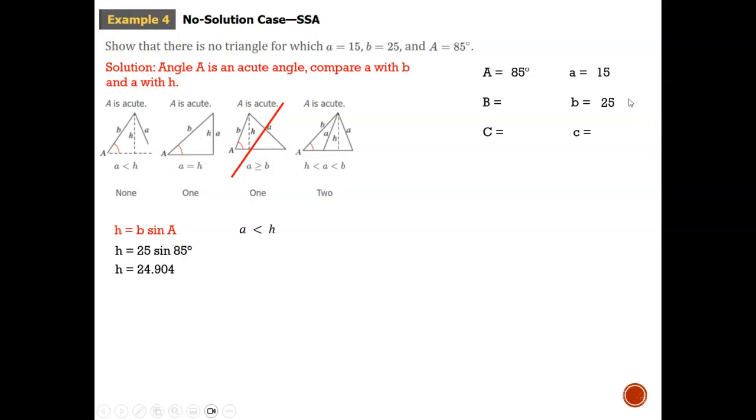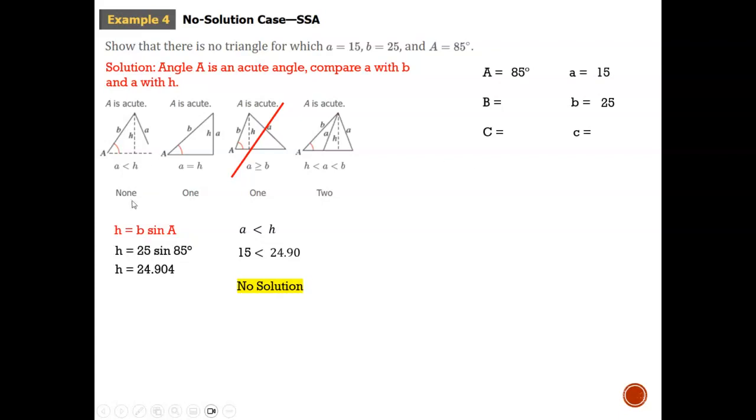So that means this number, 24.9, is bigger than my A over here. A is 15, H is 24.9. A isn't bigger than H, so it matches this case right here, where H is bigger than A. So what does that mean? That I can't make a triangle. If I try to work this out, it's not going to work. I get no solution.